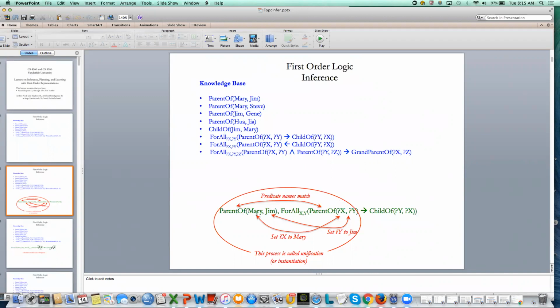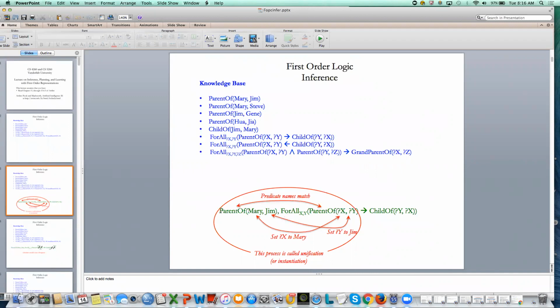We would notice here that parent Mary Jim matches parent of ?X ?Y. And I'm switching to a convention now that I'll probably use throughout, where variables are prefixed by question marks and constants are not. And when I say match, I mean that they will unify. That is, there's some way to substitute. Either there's an exact match because there's only constants involved, or there's a way of binding the variables in one or both of the expressions to constants or variables in the other expression.